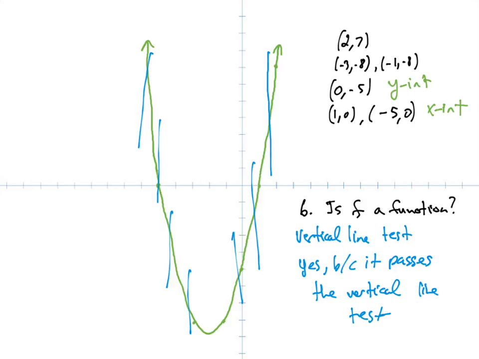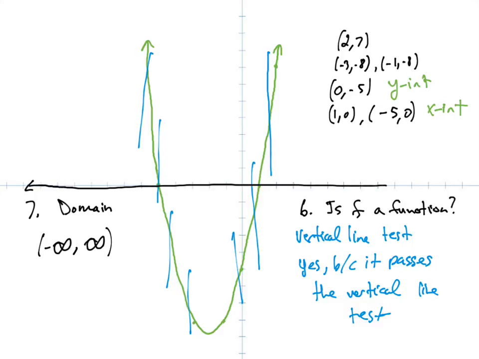Lastly, part 7, I'll just do it on the same page here. Part 7 says find the domain. This function is a regular polynomial, so the domain is all real numbers. We can see that on the graph because anywhere we go in the negative x direction, all the way across to the positive x direction, the graph is going to hit. So this function has a domain of all real numbers, negative infinity to positive infinity.